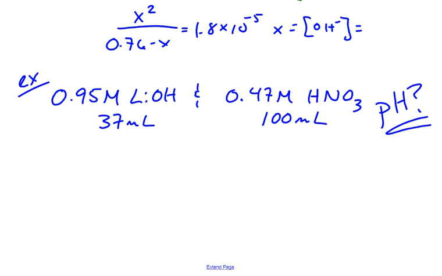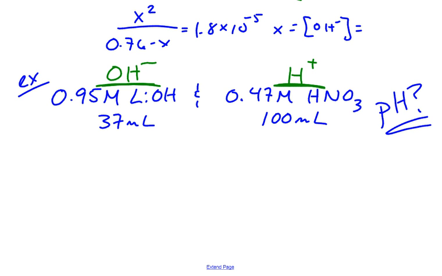So what am I actually dealing with then? My world is this. This is my OH minus. This is my H plus. So when you're adding acids and bases, this is what we call a neutralization problem. They both try to neutralize each other until one is standing by itself.